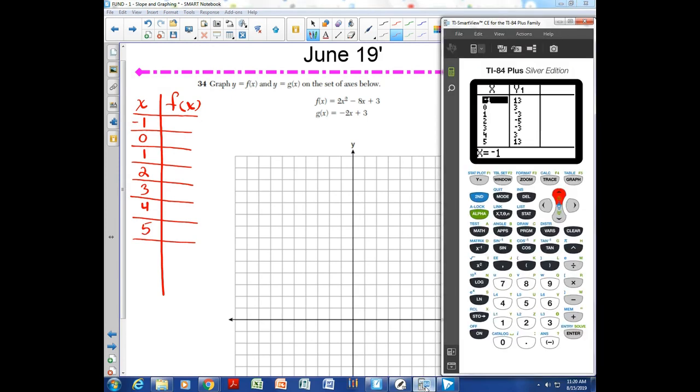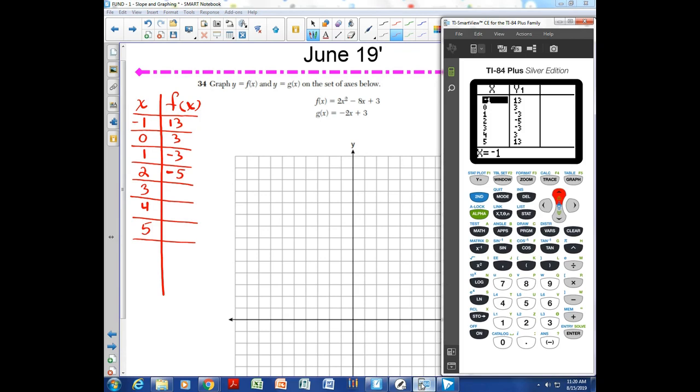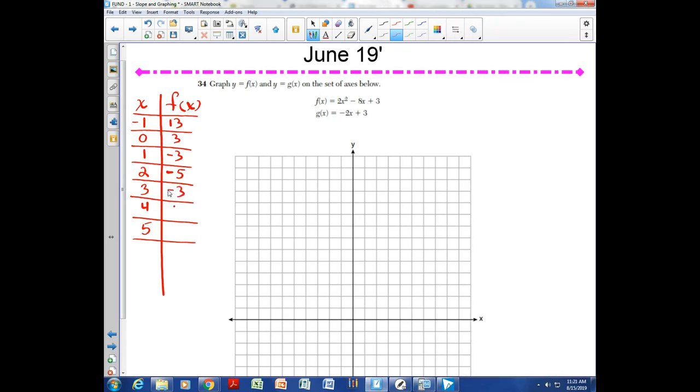So 13, 3, -3, -5. And then you can see they kind of repeat themselves. So I'm going to have a -3 here, 3 here, and 13 here. And there we have the points that will help us graph our quadratic function, which is the parabola.